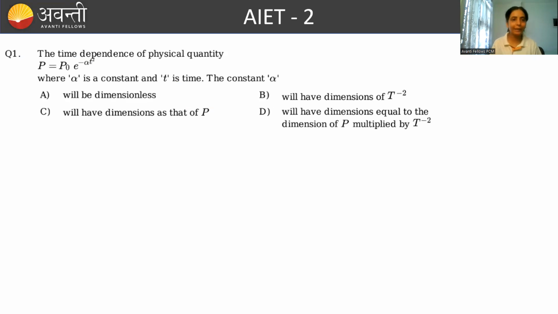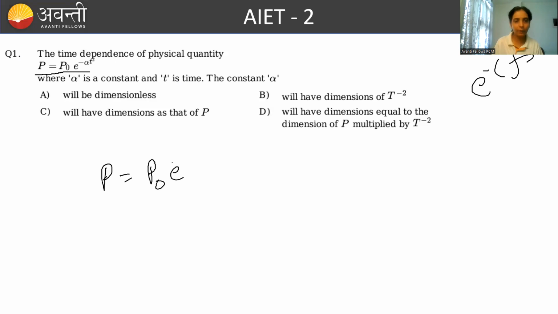The first question is the time dependence of a physical quantity P, and we are asked what dimension the constant alpha will have. You must have studied that if e has a power of something, then that power will be dimensionless. In this question, P is written as P naught e to the power minus alpha t square. Whatever power e is having has no dimension, so alpha t square will have no dimension.